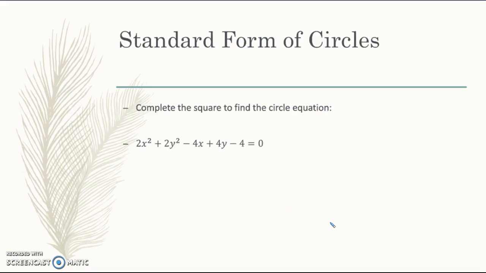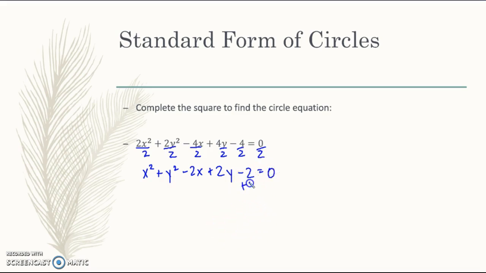And we also looked at finding the standard form of circles given it when it's all multiplied out. So we have to do that by completing the square. So to begin with, I need to make sure my x squared and y squared have a coefficient of 1, and they don't, so I'm going to divide everything by 2. And that's going to give me x squared plus y squared minus 2x plus 2y minus 2 equals 0.